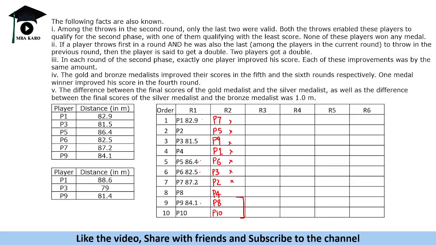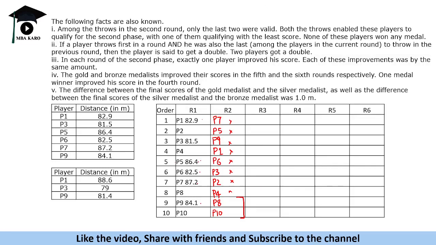Both the throws enabled these players to qualify for the second phase. That means these two players qualified for the second phase, that is round 4 to round 6. That means they were among the top 6. Both these players will be among the top 6, one of them qualifying with the least score. So one of them will be rank 6 after round 3.